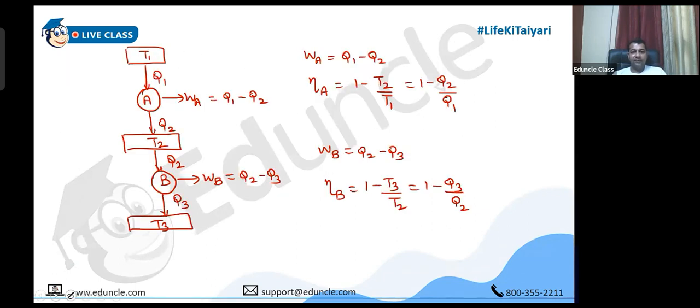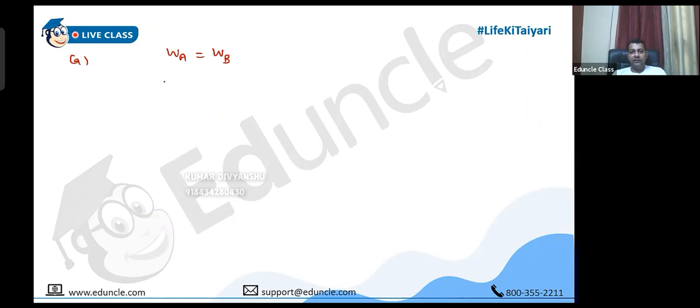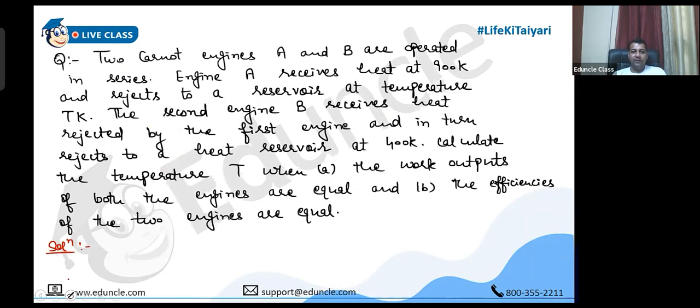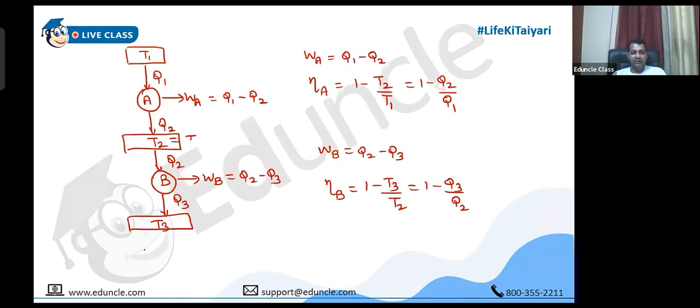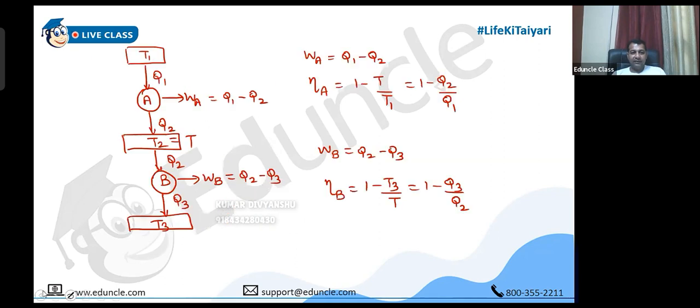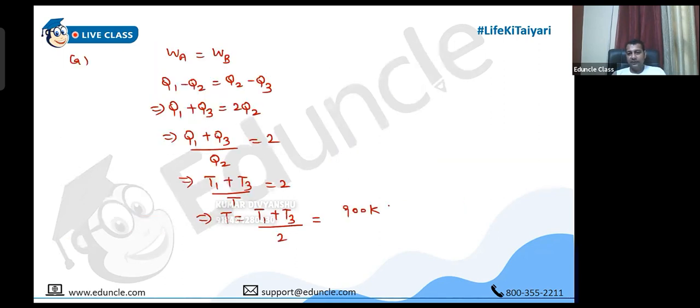Now for A part, WA is equal to WB. That is Q1 minus Q2 equal to Q2 minus Q3. So Q1 plus Q3 equal to 2Q2. So Q1 plus Q3 by Q2 is equal to 2. Okay. So can I write T1 plus T3 by T2 equal to 2 from here? We need to get T2 now. It was at temperature T. So T2 is equal to T in our case. So you can replace T2 by T. So it means the general formula is, when the work outputs are equal, the temperature is the mean of the temperature of source and the final sink. This formula you can remember. Okay.